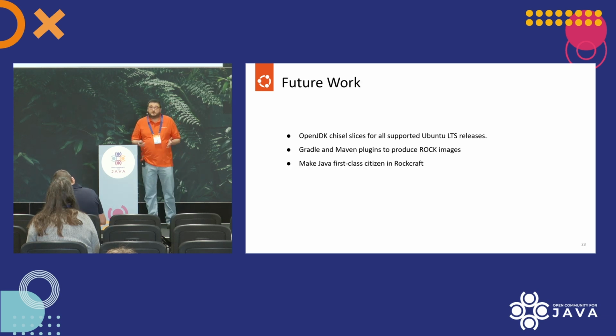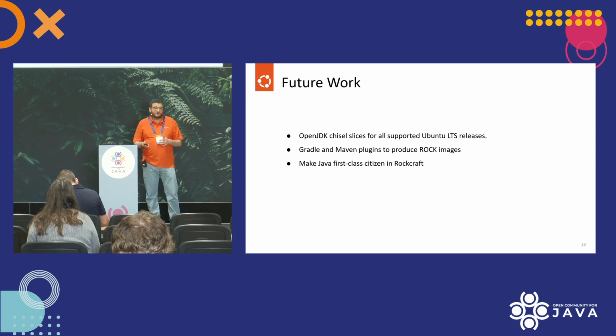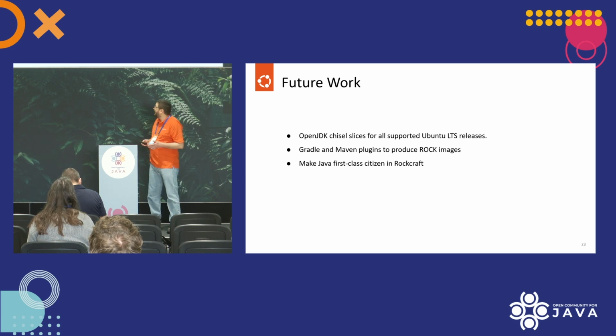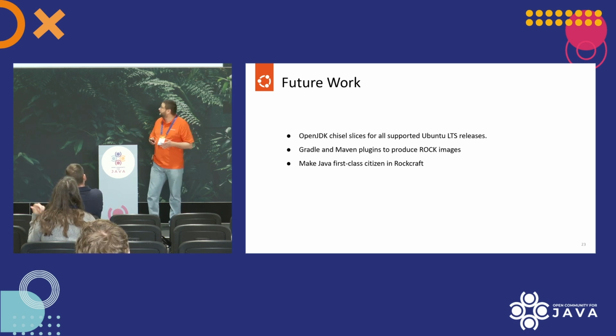So now, like I said, the Java support for rockcraft is in infancy, so there is quite a bit of work to be done. So first of all, propagate chiseled slice definitions for all Ubuntu releases that we currently support. At the moment, the slice definitions for 8 and 17 are present for Jammy, none for Focal, and that's basically work to be done. We have this Gradle plugin, but obviously it can do with some improvements and feedback. And I'm also preparing a plugin for Maven, which isn't available yet, but can be tried out from the GitHub repo.